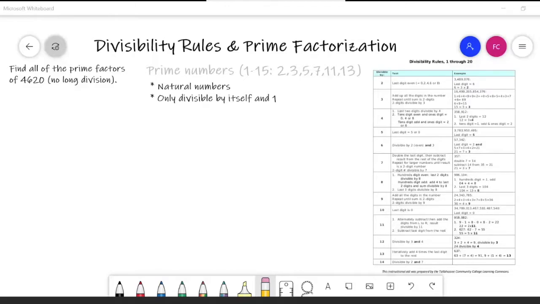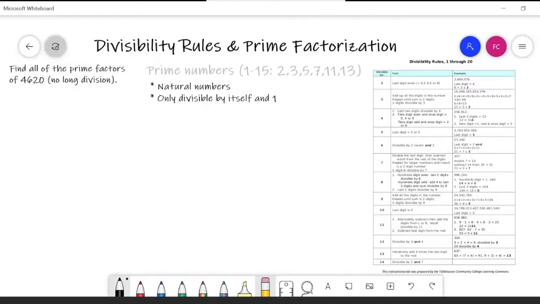Find all of the prime factors of 4,620, no long division. To do this, we're going to use the factor tree. First, let's do some review on prime numbers. Prime numbers are natural numbers, so integers larger than 0, that are only divisible by the number itself and 1.